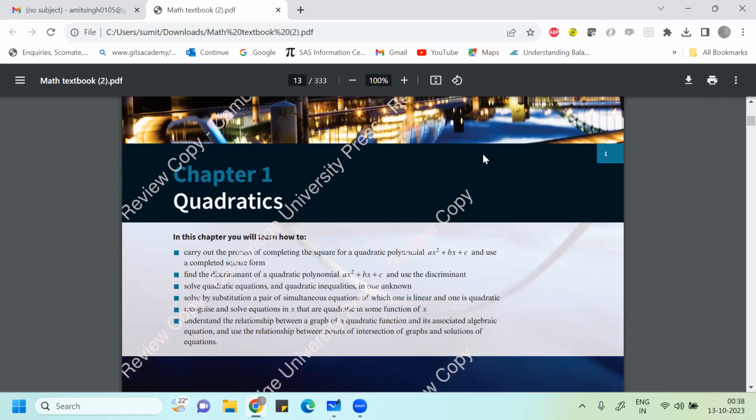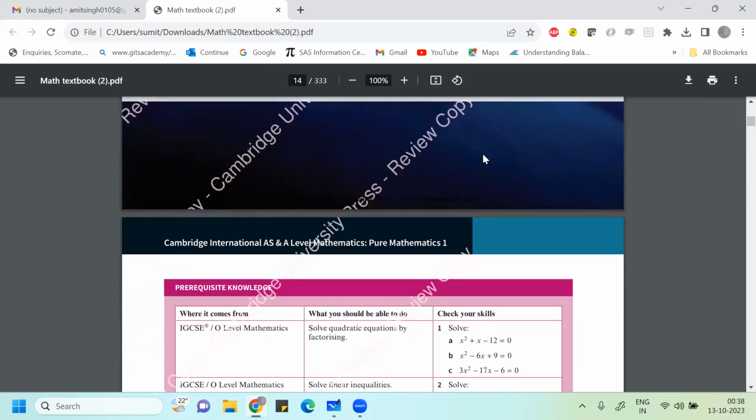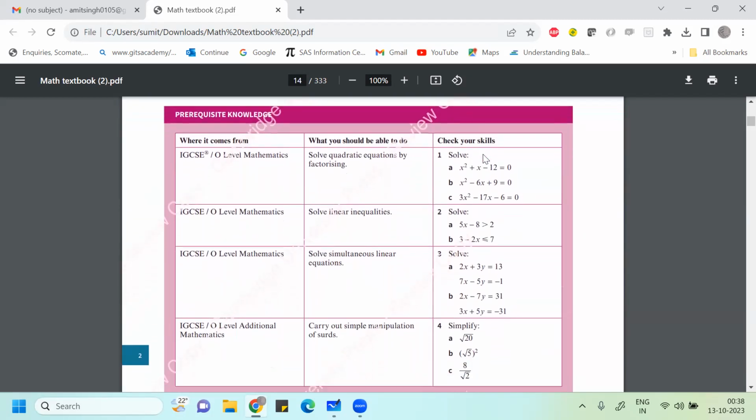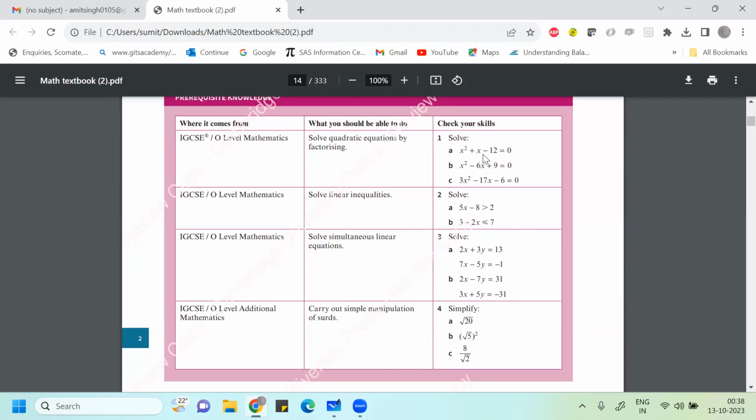So going further and discussing quadratics, here are a few preliminary questions which you should know how to work on. You can check your knowledge of how to solve them. These are very basic questions, like x square plus x minus 12. If I tell you to solve this equation, believing that you have knowledge about quadratic equations, what will you do? You split the middle term in such a way that when you add them, you get plus 1, and when you multiply them, you get minus 12.